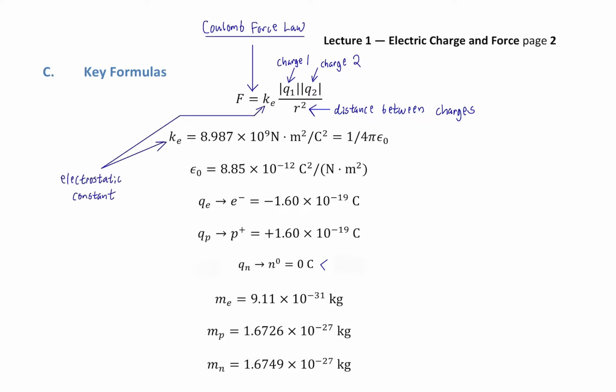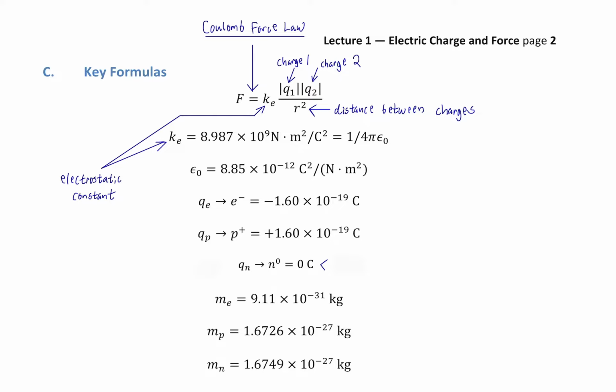But what is that k sub e thing? That's called the electrostatic constant. It is a constant of the universe that is derived from the speed of light. But we're not getting there yet. We will, in fact. But for now, we just need to know it's a constant of the universe.